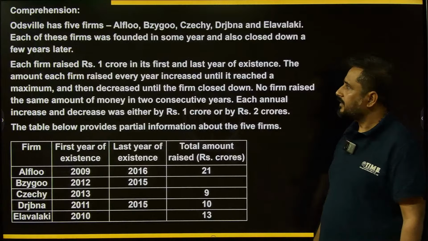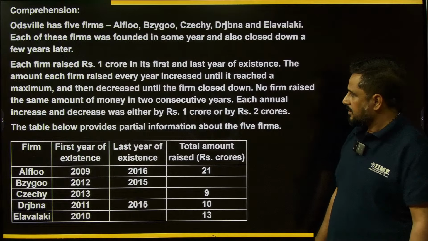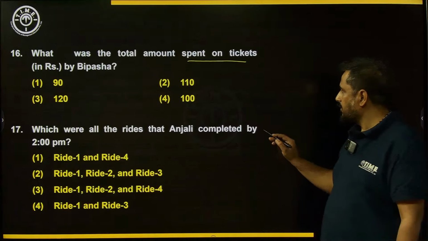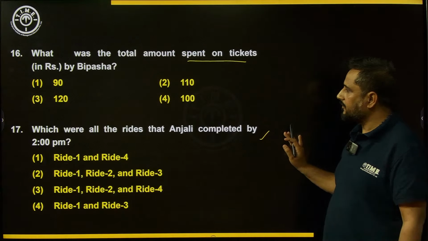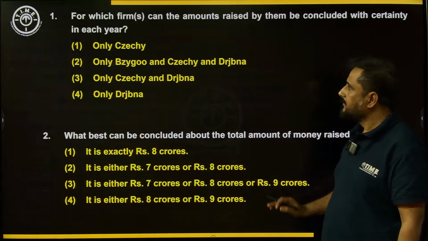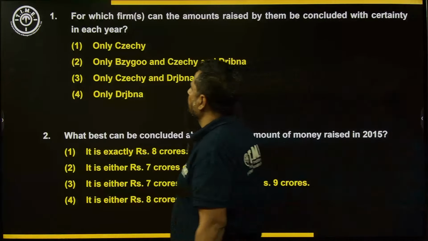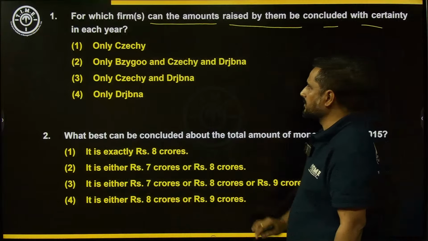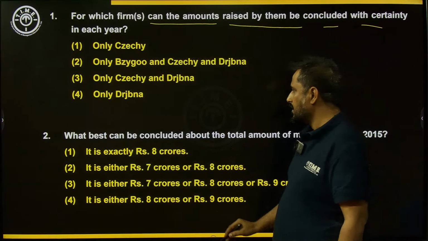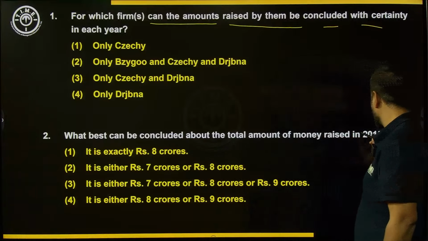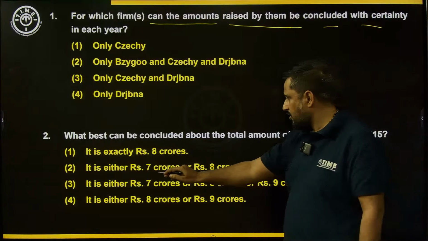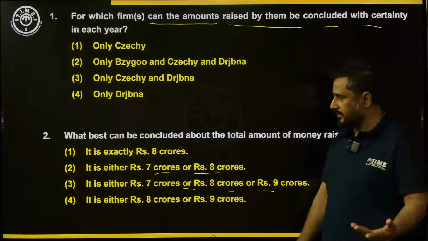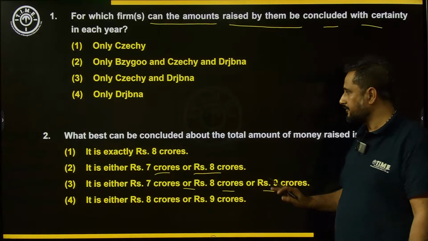Fine. Next. This is one set which takes a lot of time. Why I say it takes a lot of time: if you observe here, for which firms can the amounts raised by them be concluded with certainty? We don't have that. Here we may get the unique answer, fine. What can be concluded about the total amount of money raised in 2015? All options, if you observe, multiple options are there. Maybe more than one option can be possible. I mean, more than one unique arrangement is there.